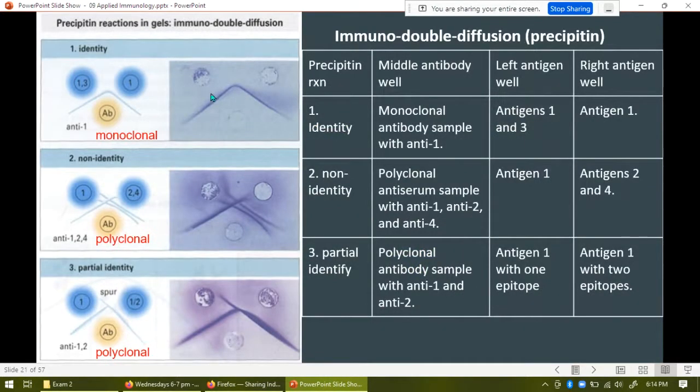So this can allow you to look at not only one antigen to determine if you have antibody against it, you can look at multiple different antigens to see if you have antibodies against all of those antigens in the same reaction.